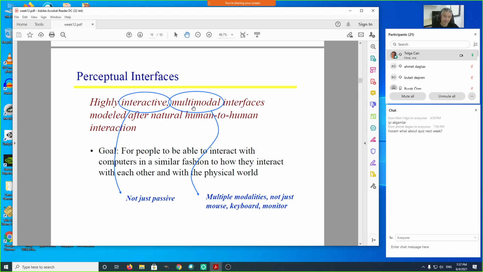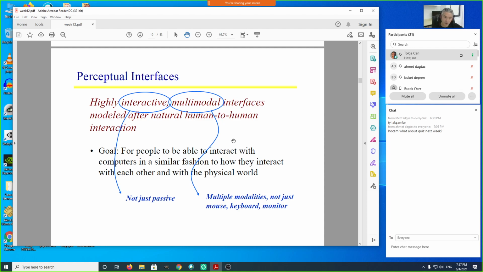So it may say, I'm muting your current meeting. The screen recording is now on pause, so it may also provide some feedback as to what it's doing at the moment. And these are the general definitions. They're highly interactive multimodal interfaces modeled after natural human-to-human interaction, and they're not just passive. These interfaces, for example, they're not always looking for input from the user. They are preemptive.